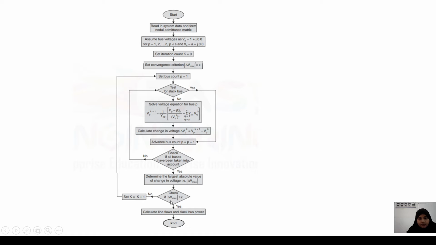Next, check if this mod of delta Vmax is less than or equal to epsilon. No means go to set K is equal to K plus 1. Again it will go back to the step, set P is equal to 1. If it is yes, calculate the line flows and slack bus power, then it will end. No means again this will repeat. Set bus count P is equal to 1, test for slack bus; yes means advance the count P is equal to P plus 1; no means continue like this.